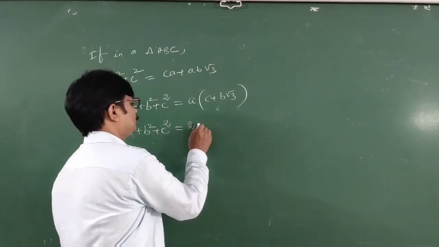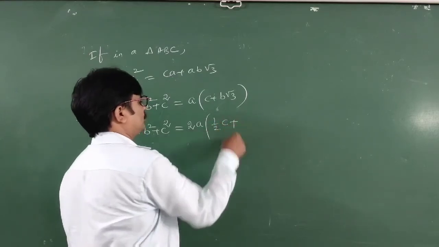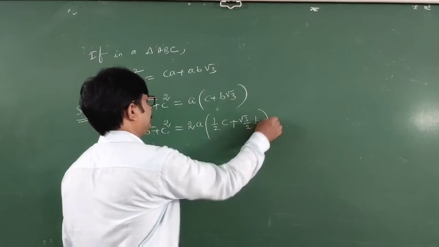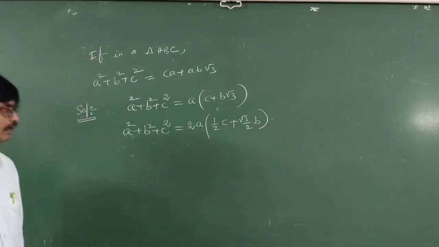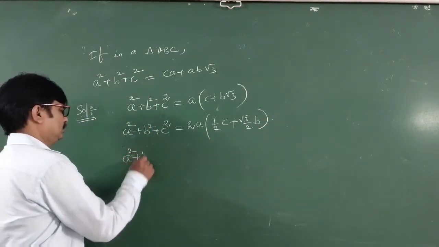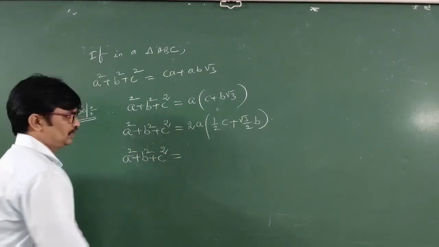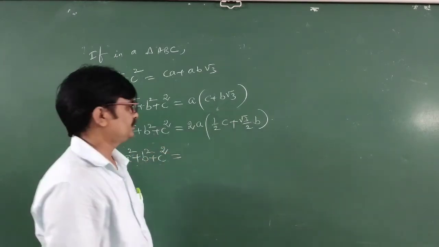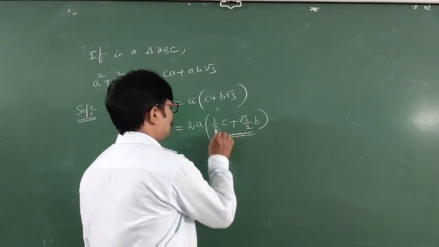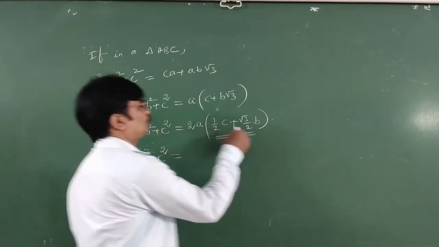Now we are taking it into 2, that is 2a, this is 1 by 2 c, after that root 3 by 2 b. So we are taking 2 by 2. My dear students, the a square plus b square, how to write this? Just think students, from the projection rule, we are taking 1 by 2.